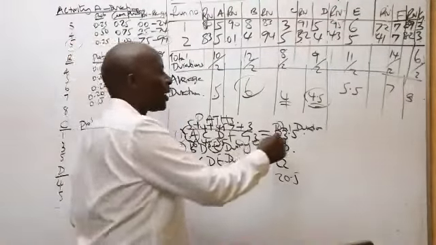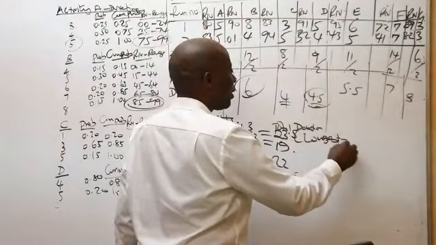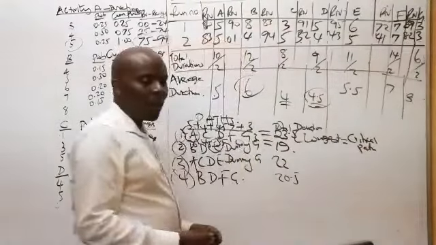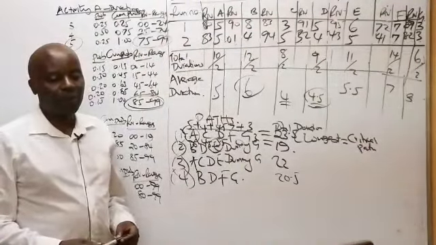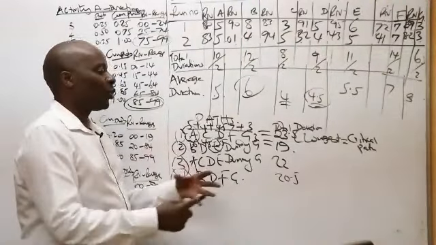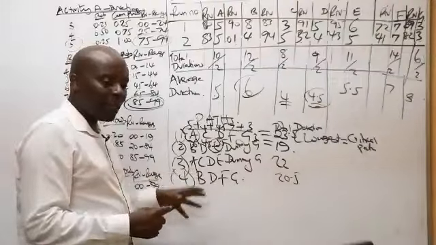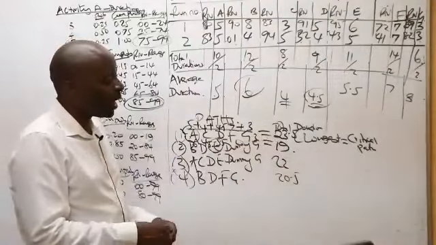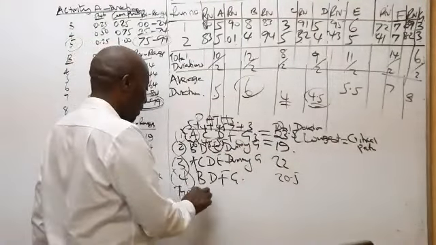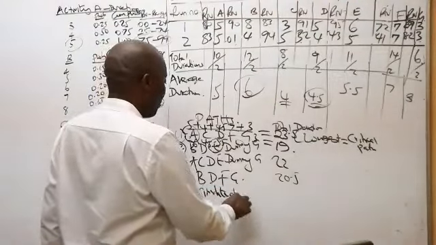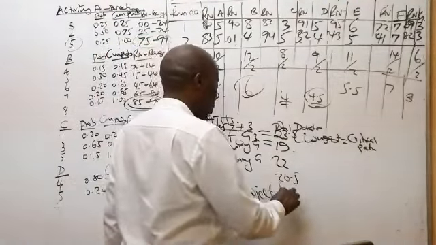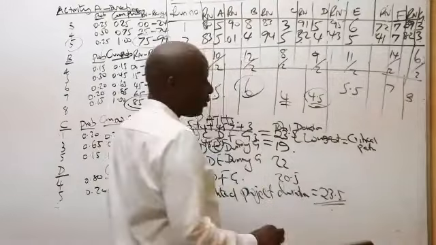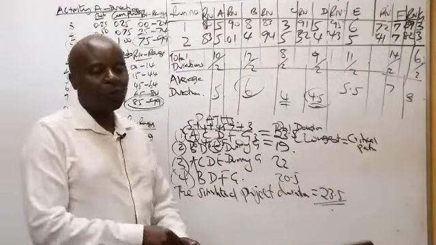So path number 1 is still the longest, which means that it is still our critical path. Even after simulations, path number 1 will remain the CPA, but now the simulated project duration will be 23.5.